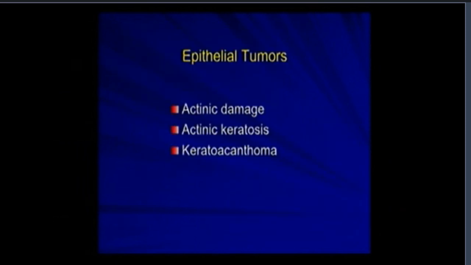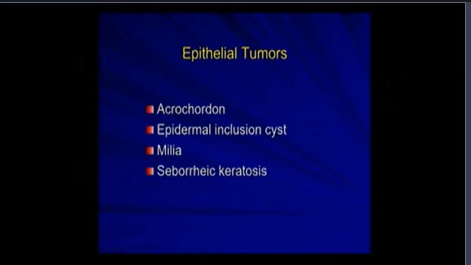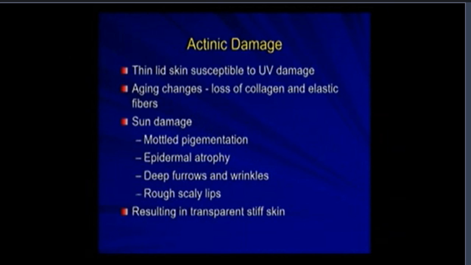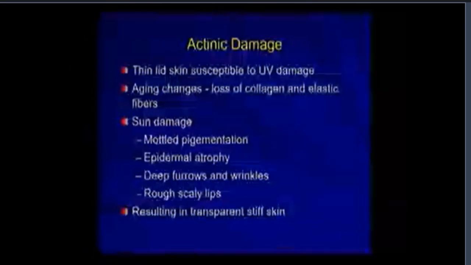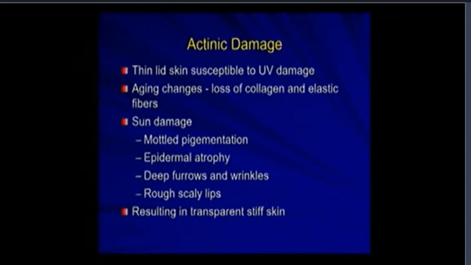There are what you call epithelial tumors like actinic damage, actinic keratosis, and keratoacanthoma. And there are also epithelial tumors like arachnoid and epidermal inclusion cyst, milia, and seborrheic keratosis. Actinic damage is very common in patients who are exposed a lot to the sun, especially with fair skin. And the sun damage comes with several features like mottled pigmentation, epidermal atrophy, deep furrows and wrinkles, and rough scaly lips. And this may result in stiffness of the skin and also tumor transformation. This is typical, you can see telangiectasia and also the deep wrinkles and furrows.